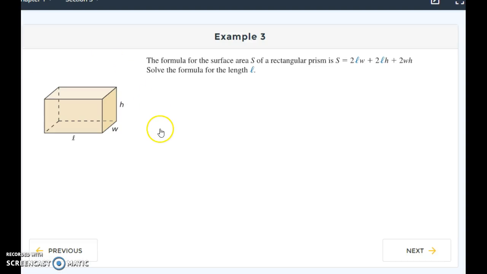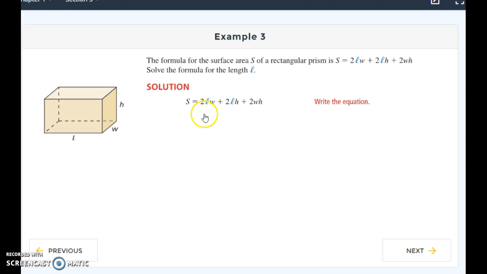So here's example number 3. The formula for the surface area of a rectangular prism is S equals 2LW plus 2LH plus 2WH. I'm asked to solve the formula for the length L. This will come in handy because oftentimes we'll be given the surface area or the volume of something and be asked to find one of the missing side lengths. So here's the easiest way we can do it. I always start by writing my equation, and here I'm given the equation.